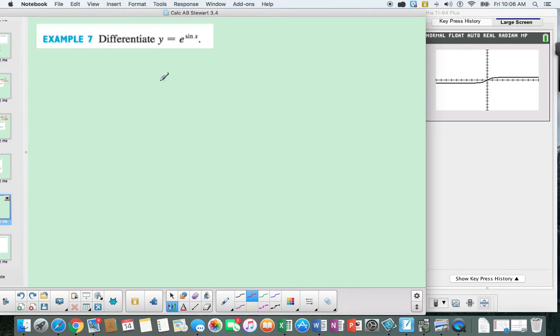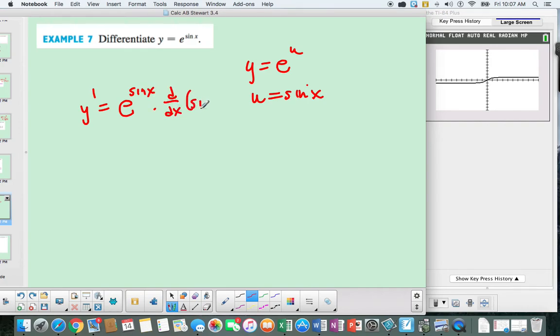Okay, let's go ahead and do a problem. Notice that my outer function is e to the u, and my inner function is a trig function right here. So the derivative will be equal to, now the derivative of e to the u is itself, so this is e to the evaluated with the inner function times the derivative of sine of x. And this equals e to the sine of x times cosine x.